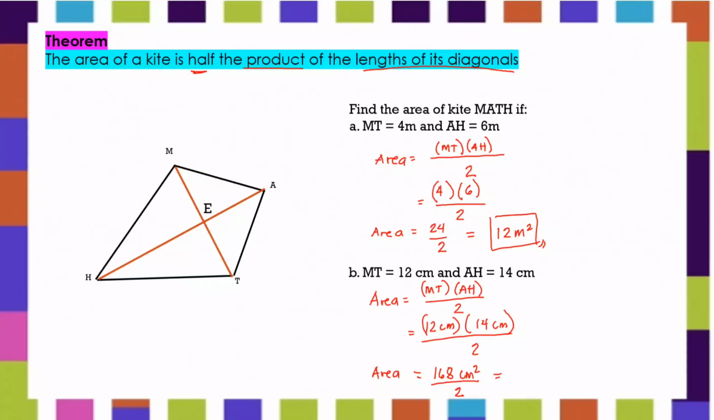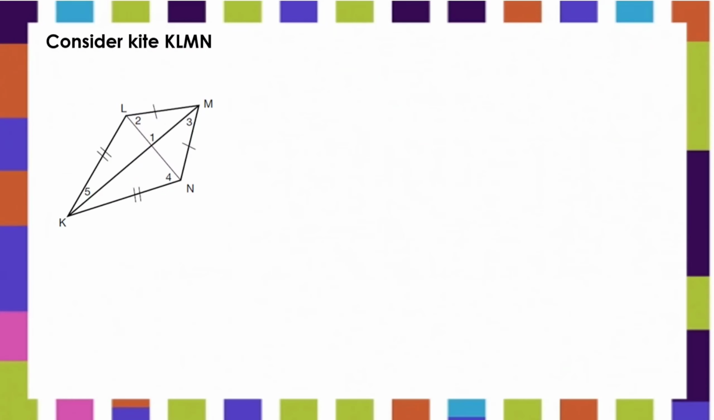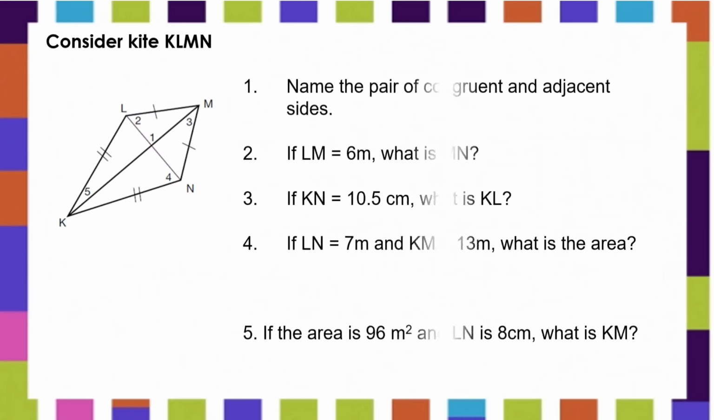So, if we're going to simplify, 168 divided by 2, that will give you 84 square centimeters. So, the area of the given kite is 84 square centimeters if the diagonal is 12 centimeters and 14 centimeters. Okay? So, next. Let's try to consider kite KLMN. So, itong kite na to with diagonals KL and LN. So, let's try to answer the following.